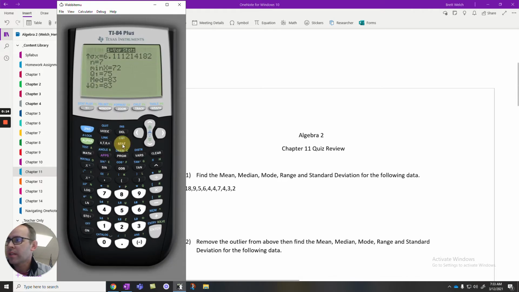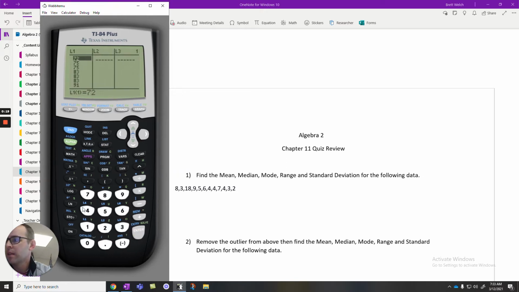And so I'm going to press the Stat button. I'm going to edit the data, and I'm going to put this data set in. It starts with an 8, 3, an 18, 9, 5, 6, 4, 4, 7, 4, 3, and 2. And so the first thing I want to do is go ahead and run the stat again and go over to calc, and I'm going to run one variable statistics, which is just the top line there. As I hit calculate, these numbers come up.